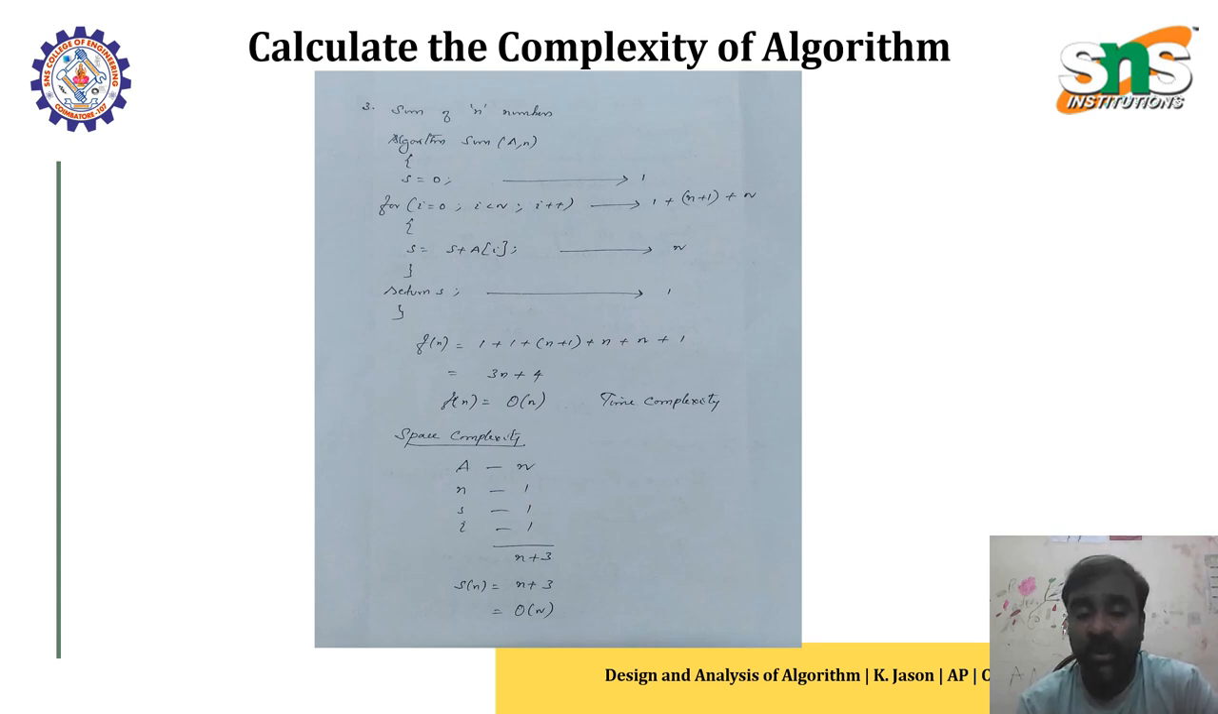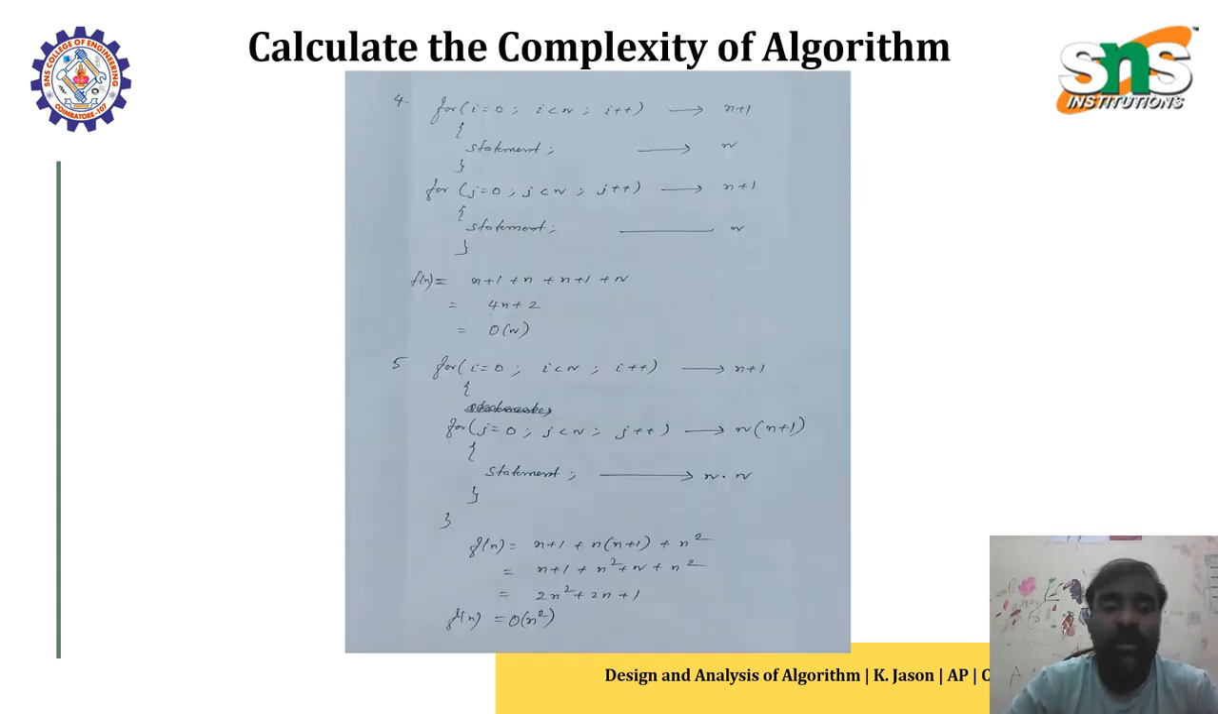So totally n plus 3, so order of n. We have to find the complexity of algorithms. Next, you are using one loop statement. This loop is not a nested loop. For loop, open the bracket, close the bracket. Another for loop, open the bracket, close the bracket.